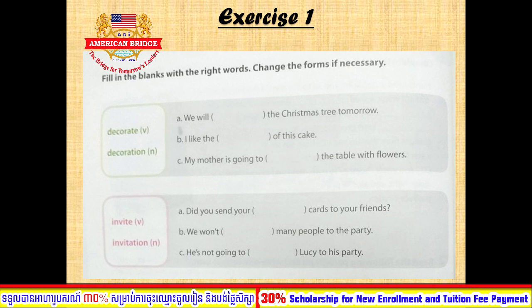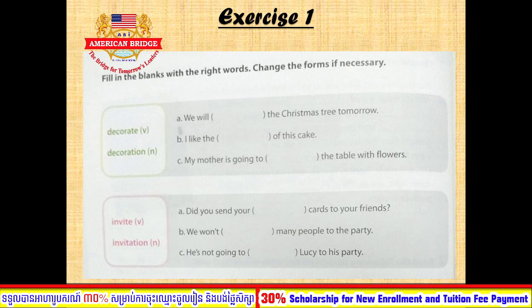We will the Christmas tree tomorrow. So we will decorate the Christmas tree tomorrow, or we will decoration the Christmas tree tomorrow? That's right. So we will decorate the Christmas tree tomorrow. B, I like the of this cake. So I like the decorate of this cake, or I like the decoration of this cake. That's right. I like the decoration of this cake.